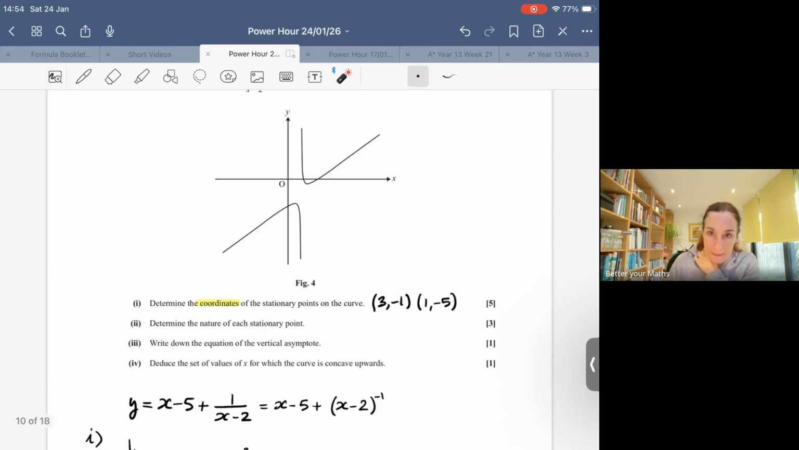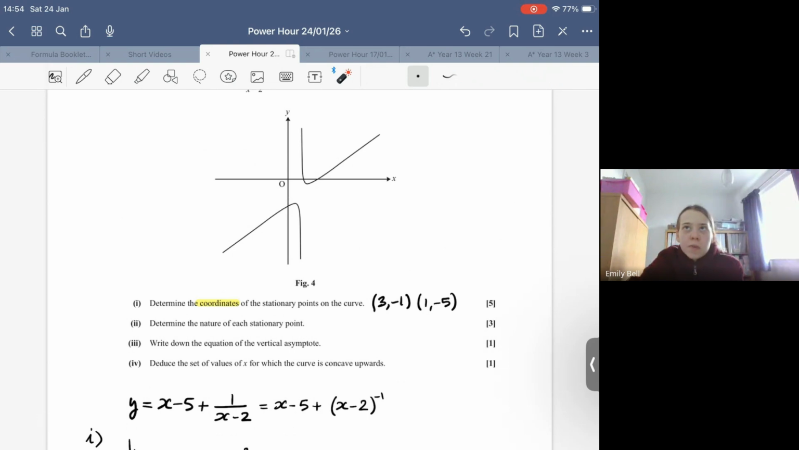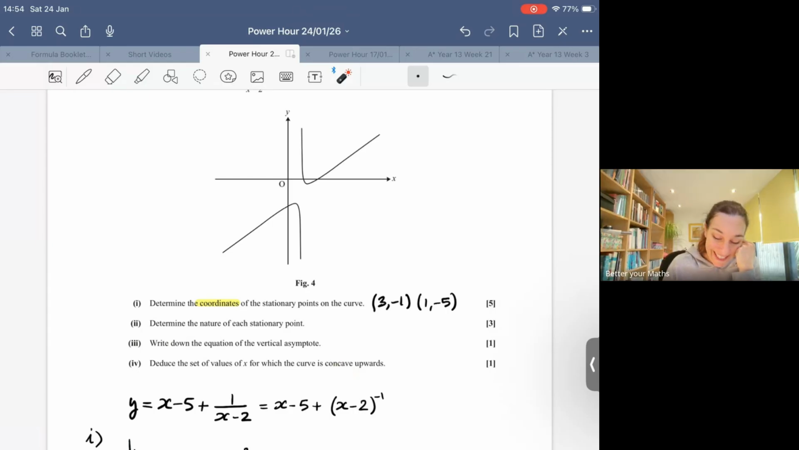Now, Emily, do you ever talk about a curve being concave or convex here? I'm going to remind you in a second. Yeah, I'm going to remind you, no worries. It's not very common that they ask you, but sometimes they do.